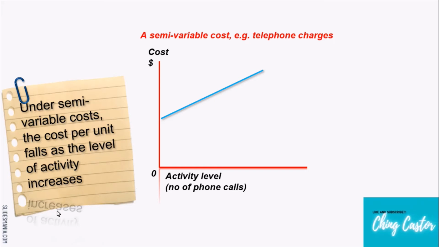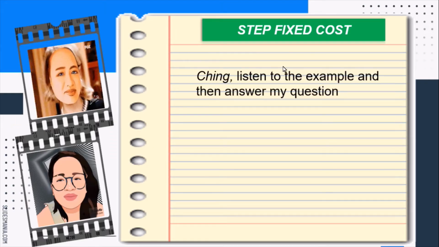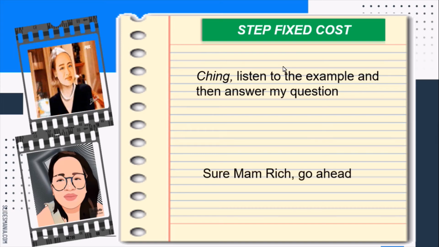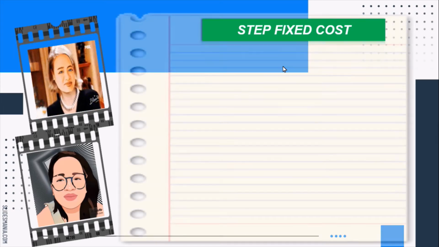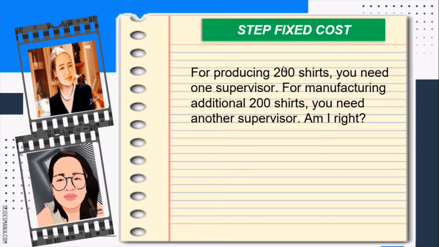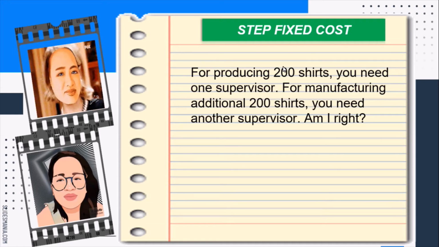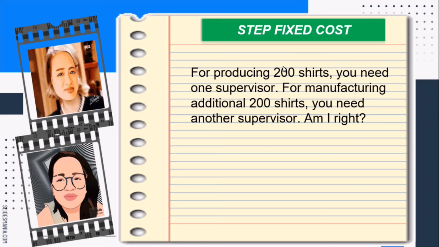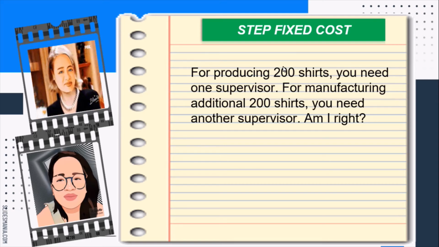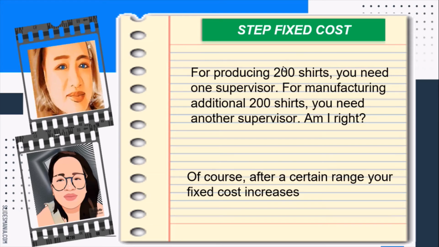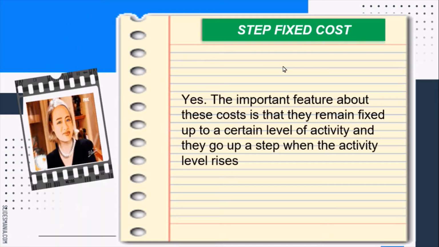Under semi-variable cost, the cost per unit falls as the level of activity increases. Ching, listen to the example and then answer my question. Sure, Ma'am Rich, go ahead. For producing 200 shirts, you need 1 supervisor. For manufacturing additional 200 shirts, you need another supervisor. Am I right? Of course, after a certain range, your fixed cost increases.